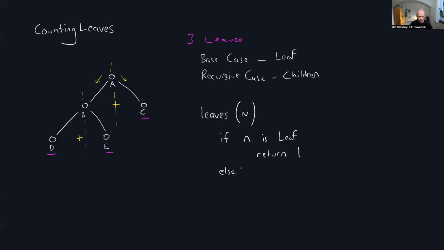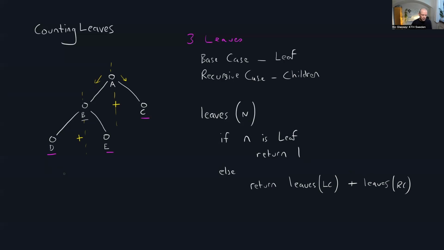Okay, so to do this, then we just think about, okay, well, I need to return the leaves of, in this case, B, the left child. Okay, and I need to return the leaves of the right child, and I need to just add those up. Okay, so this will basically give me the sum of leaves.